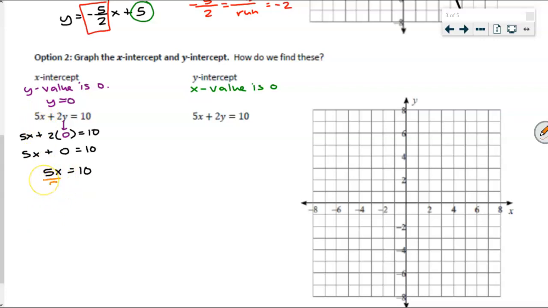Okay, divide each side by 5, right? And we get, I should do that in a different color. Yep, x equals 2. What does that mean? A couple things. Remember, each pair of coordinates is an x value, y value. Remember how I told you at the very beginning the y value is going to be 0? When I set the y value to 0, it allowed me to focus on the x value. What is the x value? 2. Can you plot that point? Okay, over 2, up 0, there's my x-intercept.